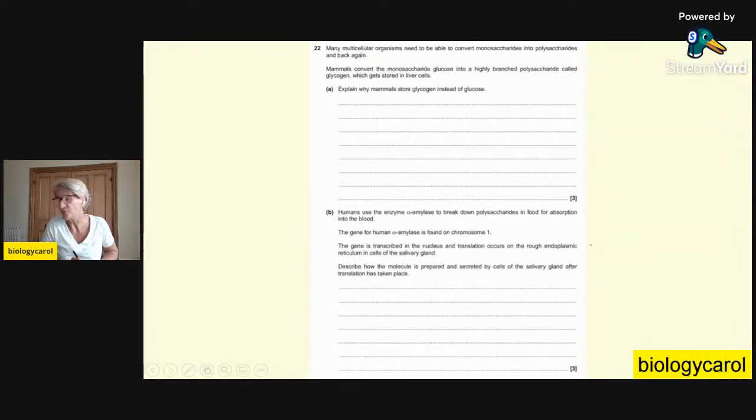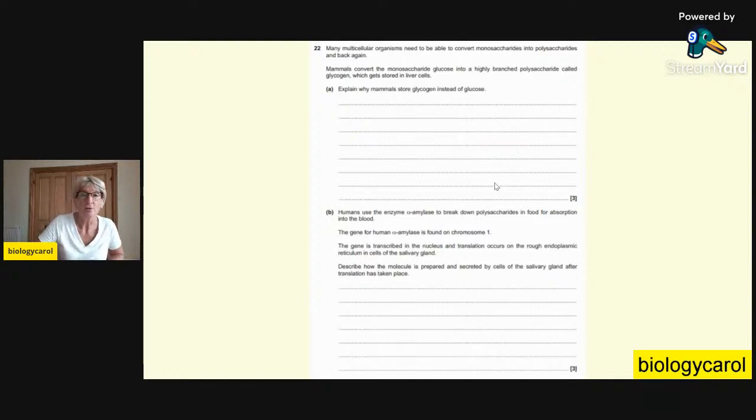Question 22. Many multicellular organisms need to be able to convert monosaccharides into polysaccharides and back again. Mammals convert the monosaccharide glucose into a highly branched polysaccharide called glycogen, which gets stored in liver cells. Explain why mammals store glycogen instead of glucose. So here we are. This is your structure, how the structure of glycogen is related to its function.